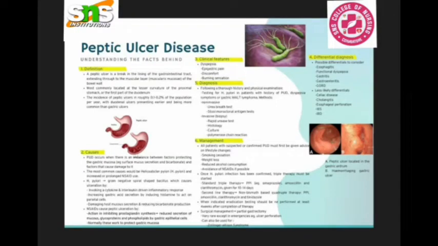Good morning, everyone. Today we are going to learn about the topic peptic ulcer disease. Another name for peptic ulcer disease is PUD. So what are the facts behind peptic ulcer disease?